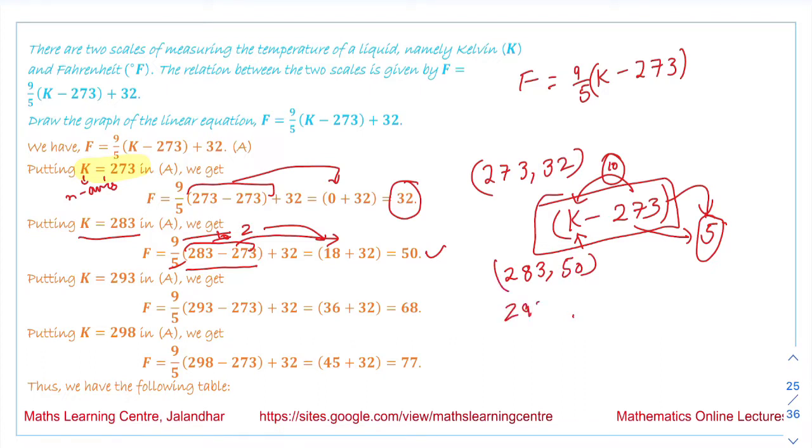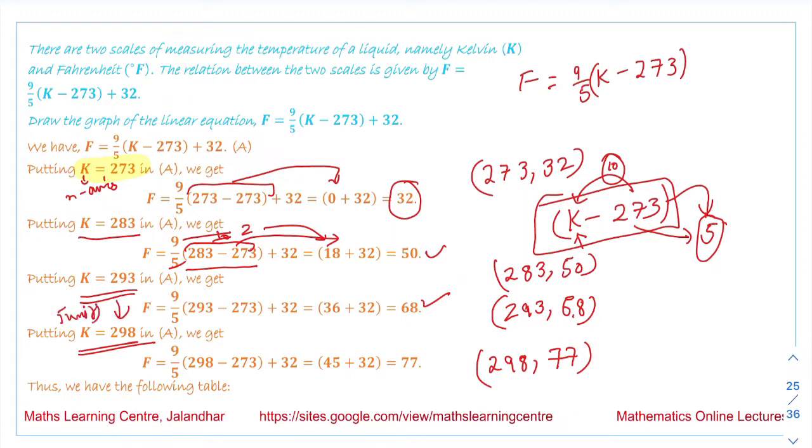Next is 293 comma 68. The calculations we have shown over here, and the last value we have is 298 comma 77. Now we have taken 5 units apart here, and 10 units apart there. It is up to you which value you want to take. There is no fixed procedure or fixed formula for how we are going to take these values.